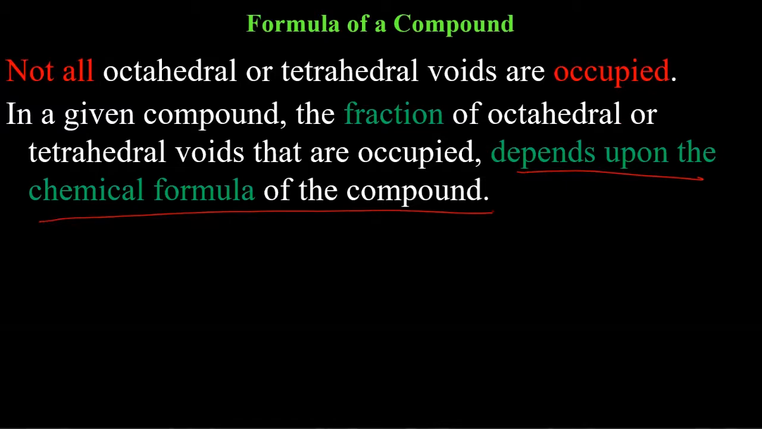Otherwise, all compounds would be of this type, AB, AB2 or A2B. All formulas would be like A4B2, A8B4, because cations would be either equal to the number of anions or double. If they are in octahedral voids, they will be equal. If they are in tetrahedral voids, they will be double. So all the formulas should have been like this, but it's not the case. The reason is that not all the voids are occupied.